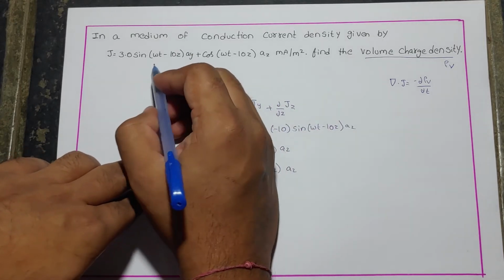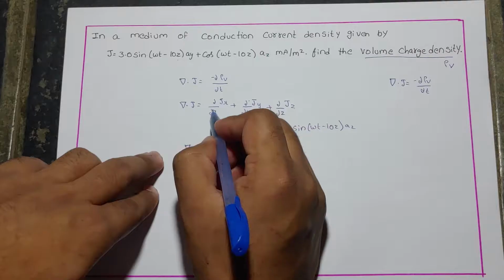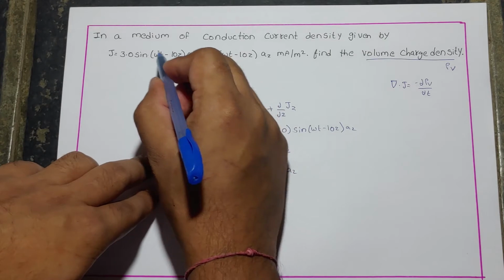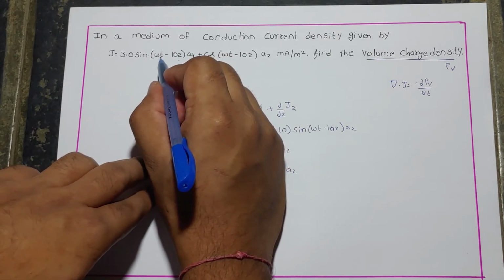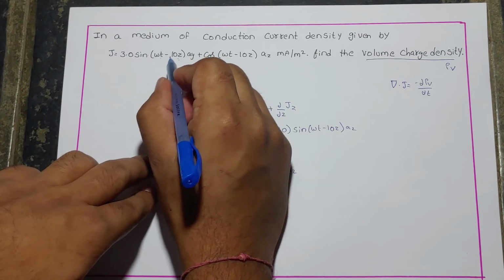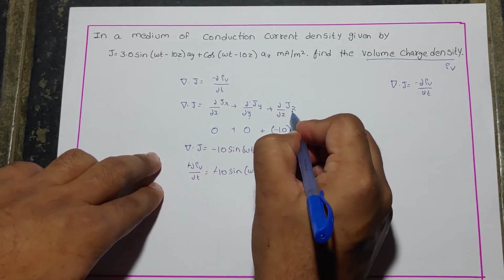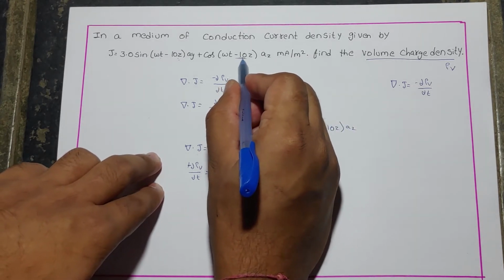Here it was having only ay and az components, so this term would be equal to 0. In the jx term, and in the jy component, here it was not having any term with a constant multiplication with respect to y, so this term would also be equal to 0. In the jz term we are having a term with a constant multiplication of minus 10.